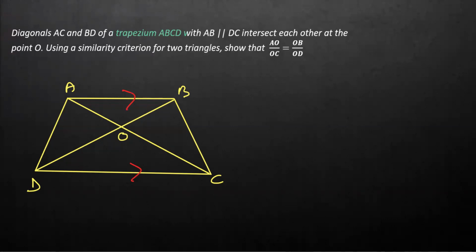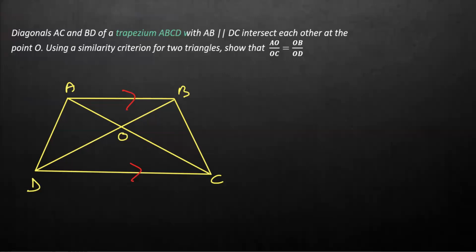And what is it? The ratio in which the diagonals are splitting, that is AO over OC is equal to OB over OD. That's what we have to prove. Well, this question can be done in two ways.